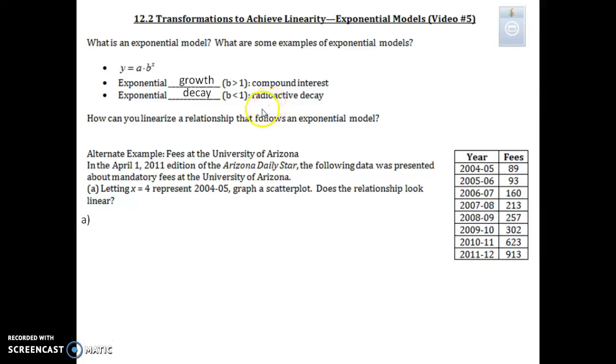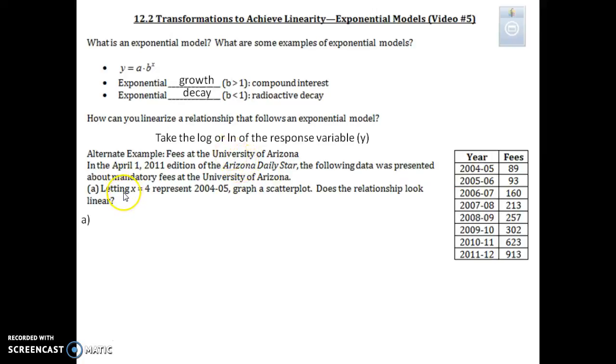Now, how are we going to linearize a relationship that follows an exponential model? It's very similar to what we did with the power models, but we're only going to take the log or the ln of the response variable, so only for the y. So this is a situation where we have years, 2004, 2005, for example, and the fees associated with that year for the University of Arizona.